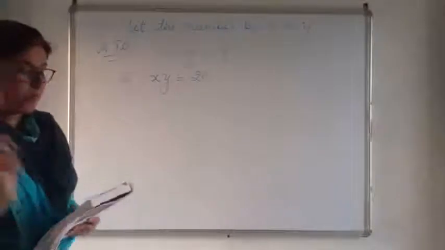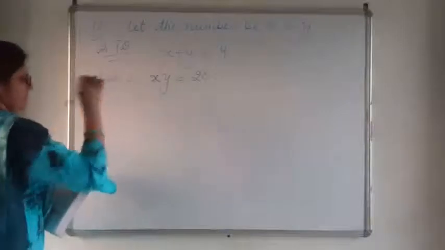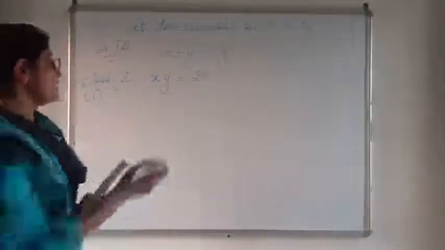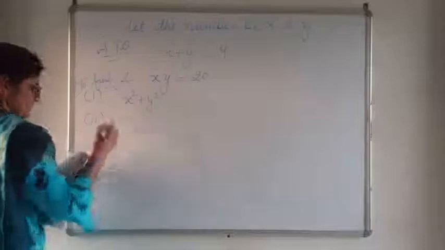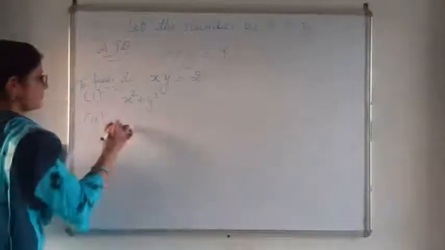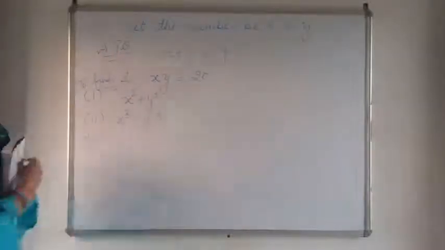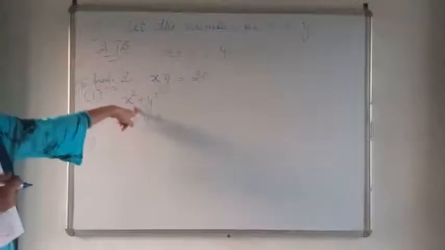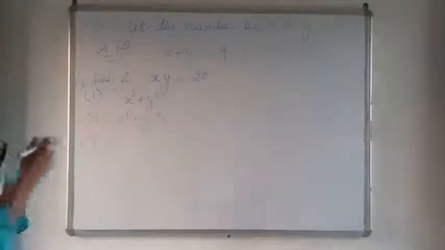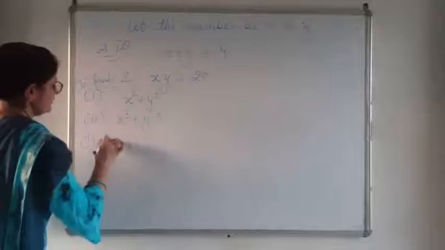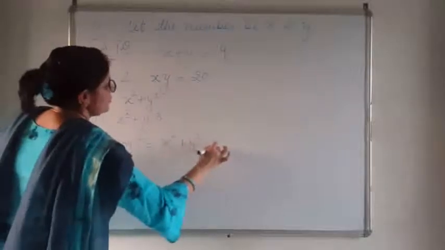You have to find two parts here. In the first part, you have to find the sum of their squares, means x square plus y square. In the second part, you have to find the sum of their cubes, means x cube plus y cube. So for calculating the first part, we'll take this term x plus y and apply the square identity here. So x plus y square is equal to x square plus y square plus 2xy.